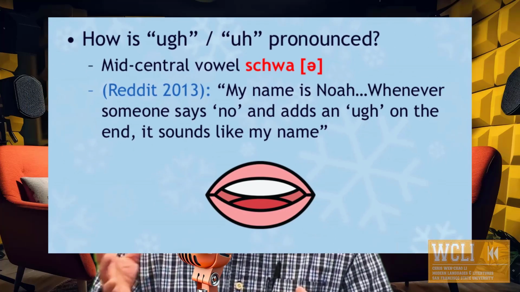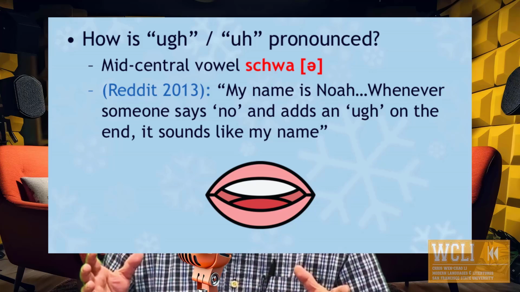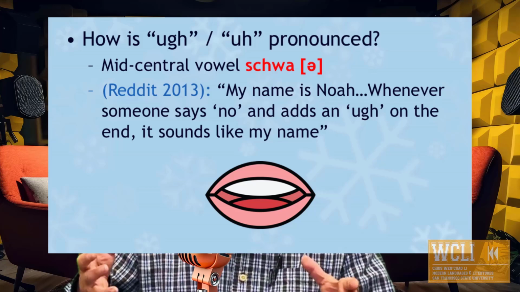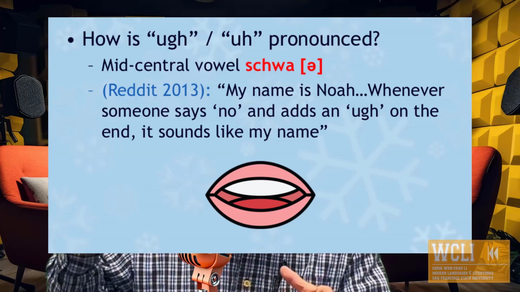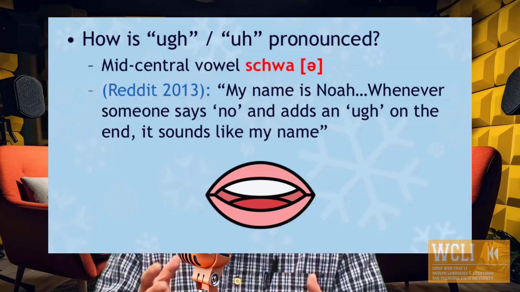Whether you spell it AH or UGH, it is fundamentally a neutral vowel, a schwa vowel. This is made clear from a post by a Reddit user who writes, "My name is Noah. Whenever somebody says no and adds an on the end, it sounds like my name." Okay, so here what it tells you is that is like the in Noah, which is a schwa.